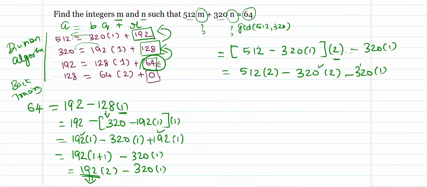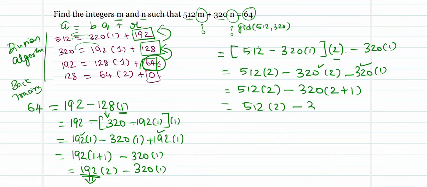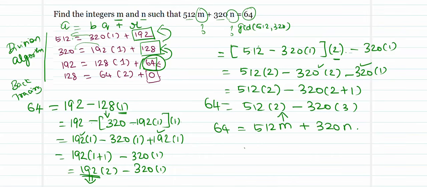So now let me combine this 320. Hence we have 512 times of 2 minus 320 times of 2 plus 1. So you have 512 times of 2 minus 320 times of 3. This is nothing but the expression for 64. Now compare it with the given expression. They want 64 to be expressed as 512 times of m plus 320 times of n. Now on comparing, I can see that my value for m is going to be equal to 2.